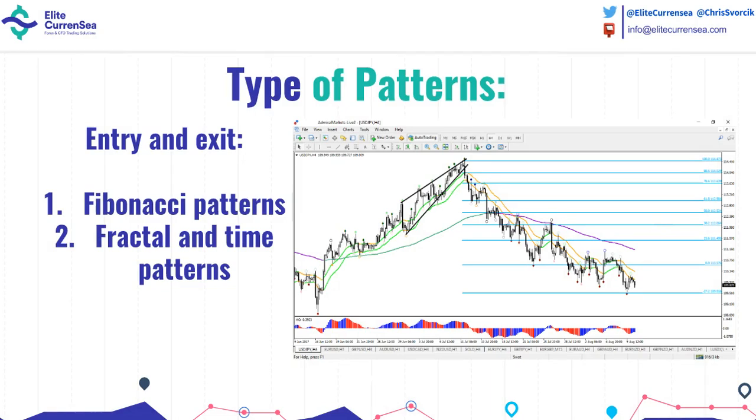Then we have also patterns that are based on entries and exits. We can make Fibonacci patterns, fractal and time patterns. With these particular patterns, we can even make entries, or at least make more judgment about the likelihood of the next move, the swing high, swing low, right? The next piece of price action. Fibs are great for such entries and exits. And you can see here an example of price moving down, hooking back to the 38.2 fib, continuing down to the -272 target. Very neatly with the fibs.